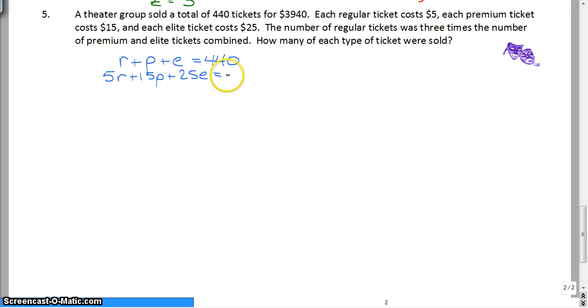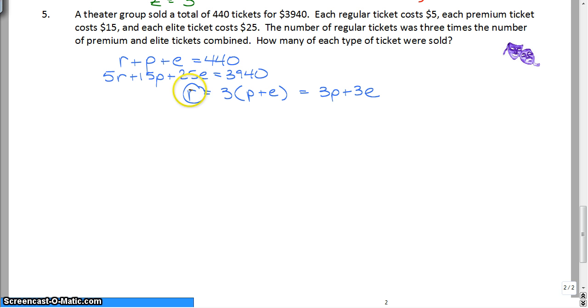And you made a total of $3,940. And we got to get one more equation. So we found that the number of regular tickets is 3 times the number of premium and elite tickets combined. So regular is equal to 3 times the sum of the premium and the elite tickets, which we could just say is 3P plus 3E. Okay, so we have our system here with 3 variables.